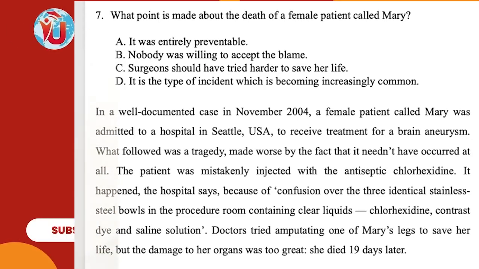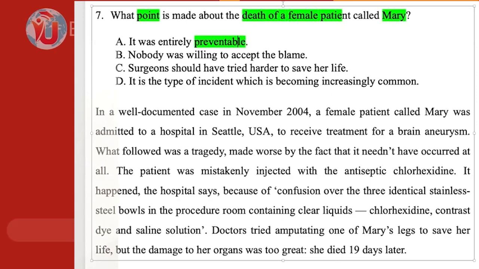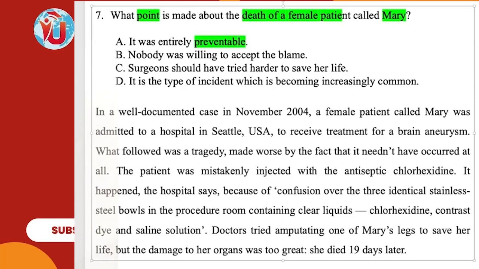Okay, now first step, identify the hedging words or keywords in the question stem. Death of female patient. Option A: entirely, preventable. Entirely is an adjective, right? Usually, an adjective itself will not be a hedging word normally. Adjectives together with the noun can be a hedging phrase.